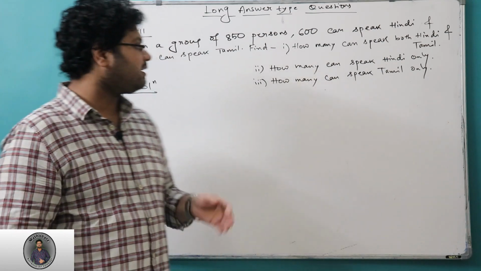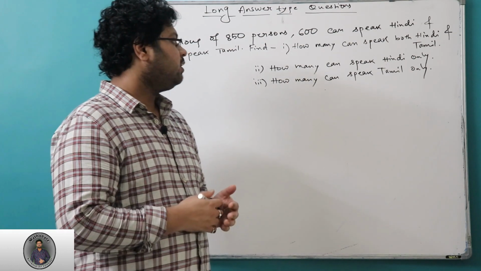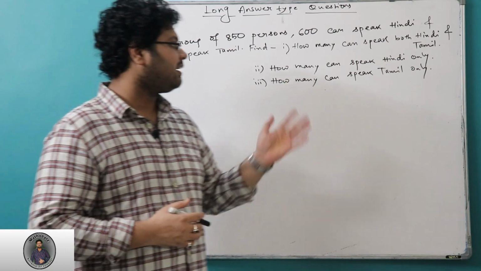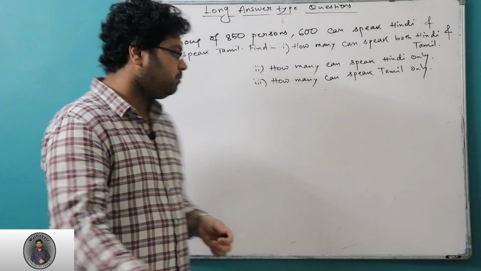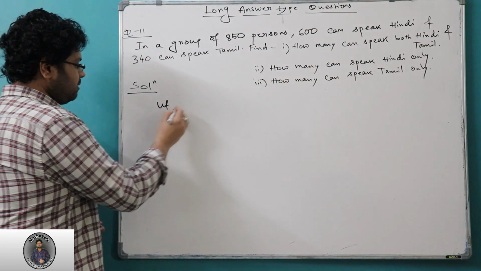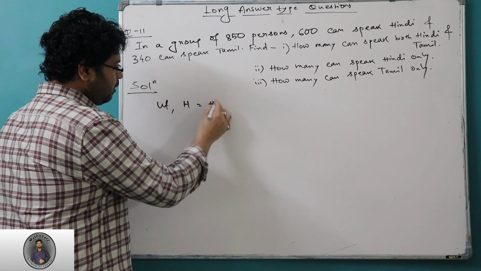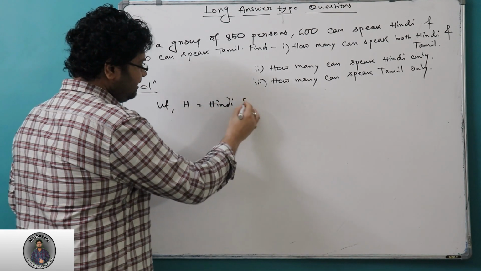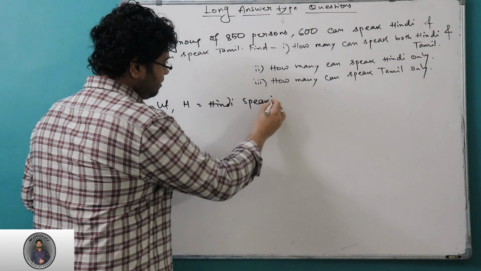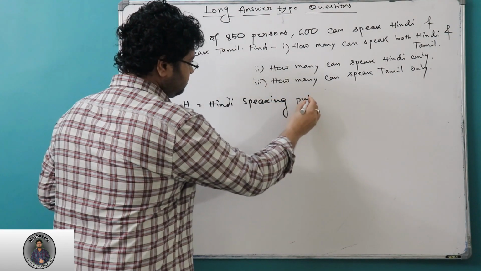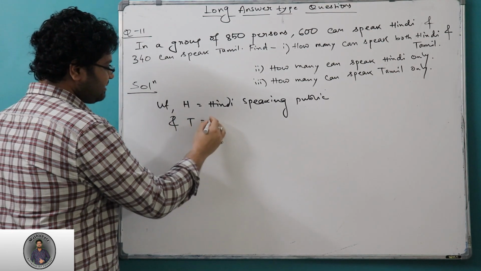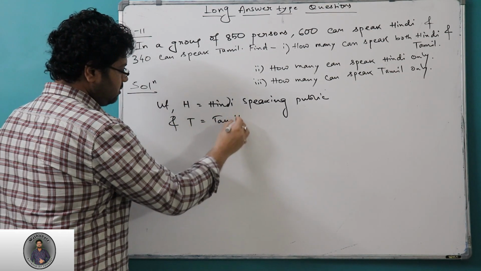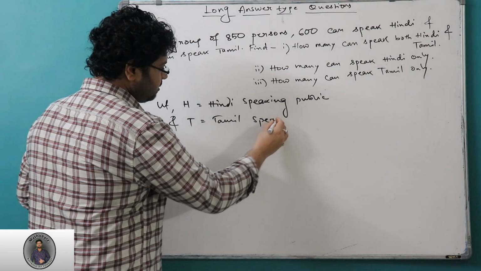It is clear from that question that there are two sets, set number 1, the Hindi speaking public, and set number 2, the Tamil speaking public. So we'll assume that let H be the set of Hindi speaking public and T be the set of Tamil speaking public.